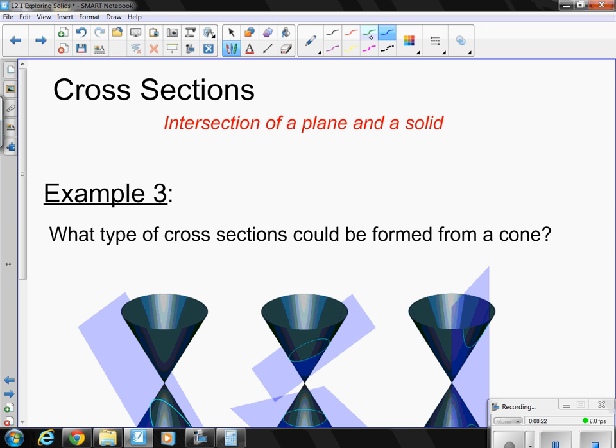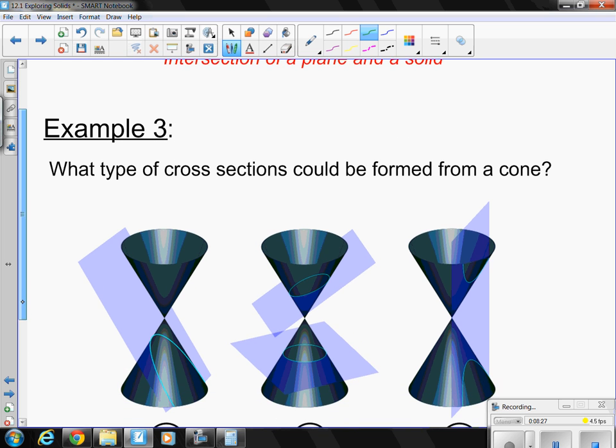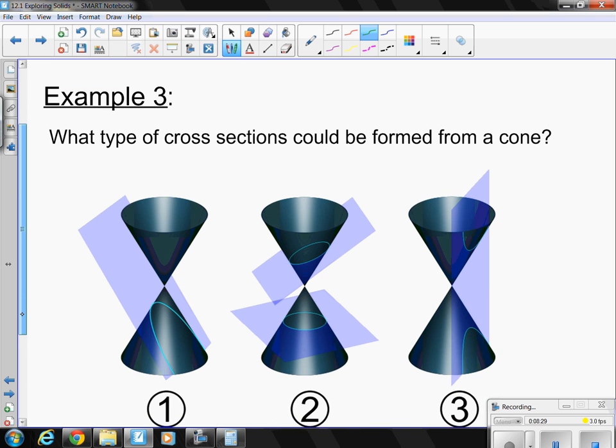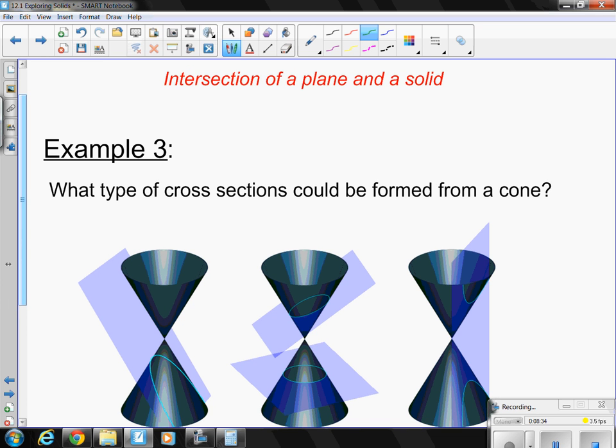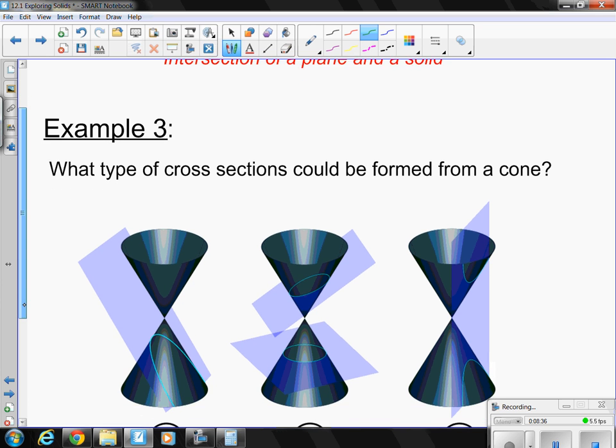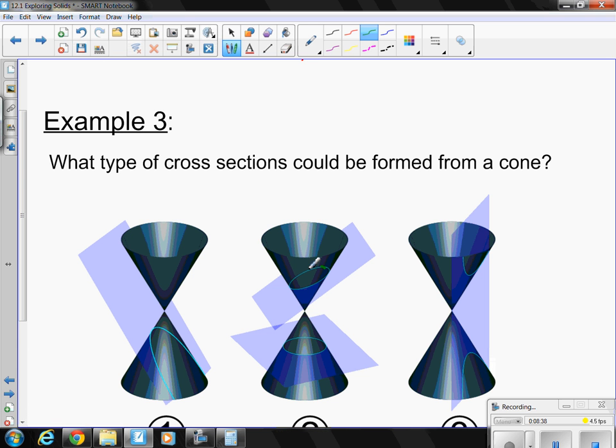Cross sections in a polyhedron. A cross section is just where a plane would intersect the figure. So I always think about it: if I sliced it with a knife, what shape would be left? Oftentimes when you talk about the cross sections of a cone, you can have a few different things happen. If I cut it here, it's going to be an ellipse, or if I cut it parallel to the base, it actually turns out to be a circle.